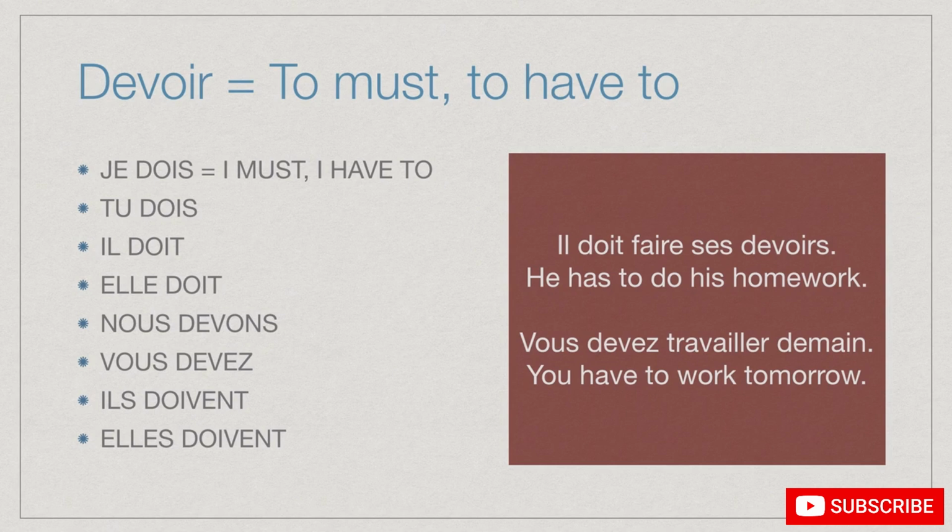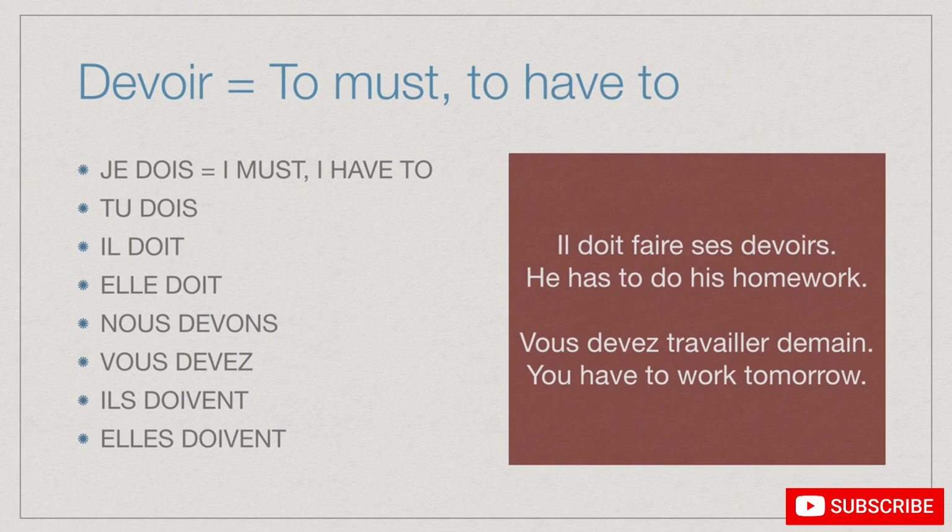Je dois, tu dois, il doit, elle doit, nous devons, vous devez, ils doivent, elles doivent. Il doit faire ses devoirs, he has to do his homework. Vous devez travailler demain, you have to work tomorrow. Also notice the difference between the two English verbs for have.